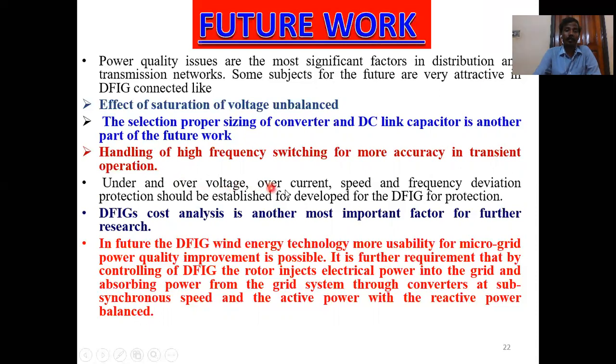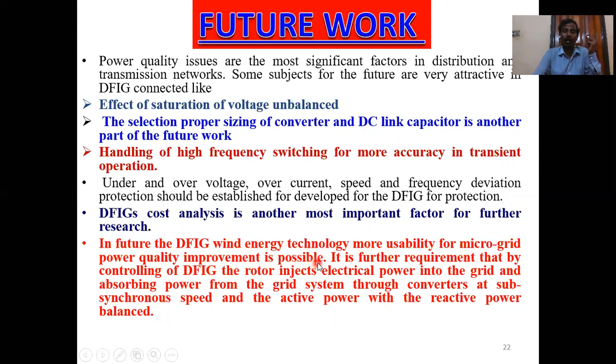Under and over voltage, over current, speed and frequency deviation protection should be established and developed for the double-fed induction generator. Double-fed induction generator cost analysis is another most important factor for future research. In future, the double-fed induction generator wind energy technology will have more usability for microgrid power quality improvement.